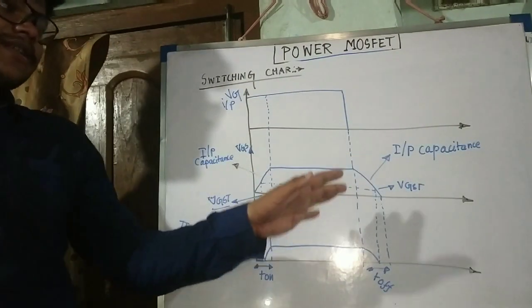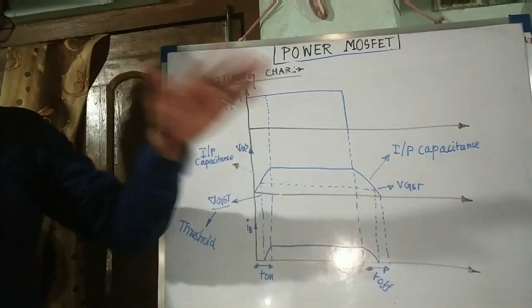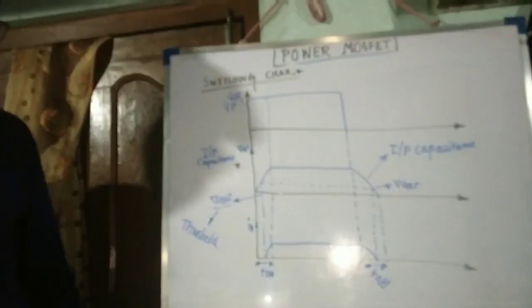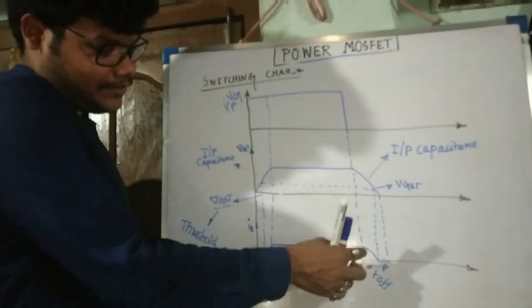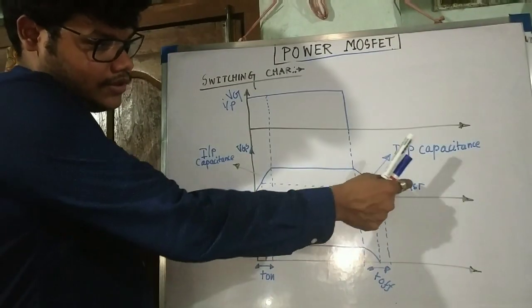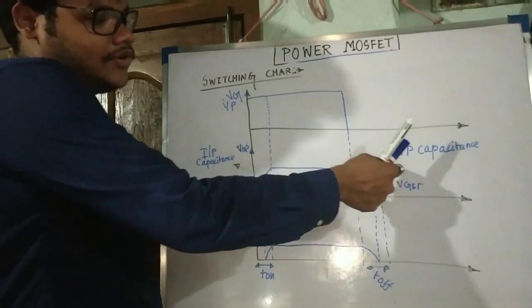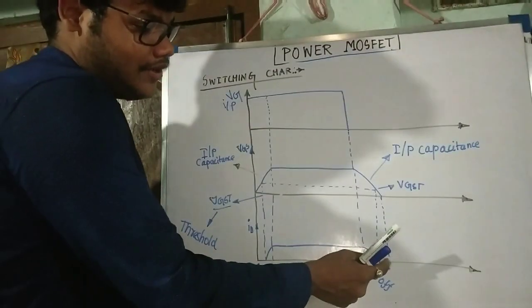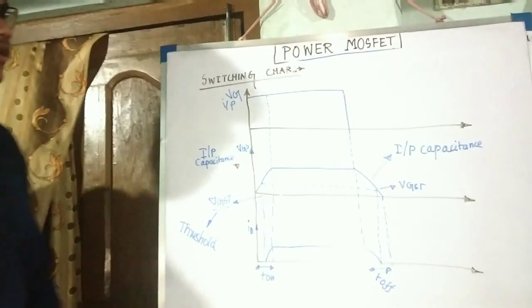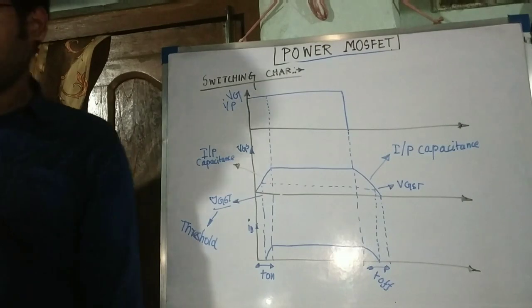The gate to source voltage again takes some time to reach 0 because of your input capacitance effect. And whenever the gate to source voltage reaches the threshold value, the drain current is 0, and you can see after that it is 0. So this is the switching characteristics of the power MOSFET.